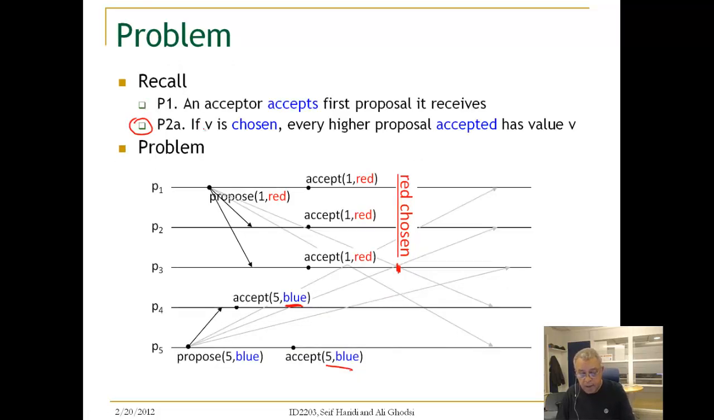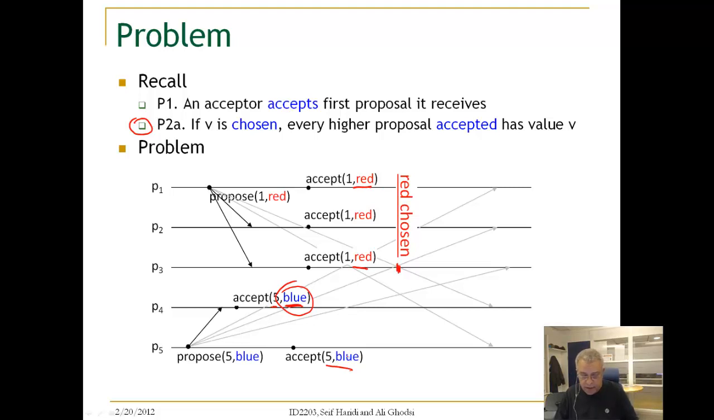So how to implement: if V is chosen, every higher proposal accepted has the value V? You see, we have a situation here where acceptors can accept values, and they can accept values with a higher proposal number. And we would like to avoid a situation where a value, in this case the value blue, is accepted after a value which is red is chosen here. So how to avoid this?